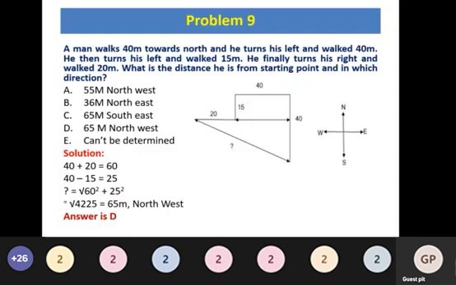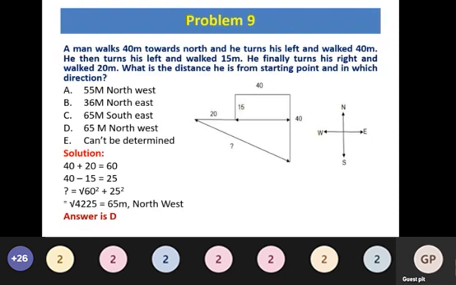So that is the solution. 40 plus 20 is equal to 60, and 40 minus 15 is equal to 25. So the other two distances are 60 and 25. We have to be extremely careful. So the square root of the sum of 60 squared plus 25 squared is equal to root of 65, northwest, of course. So the answer is D, root of 65 meters in the northwest direction.